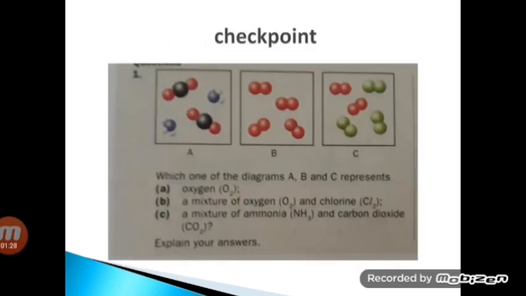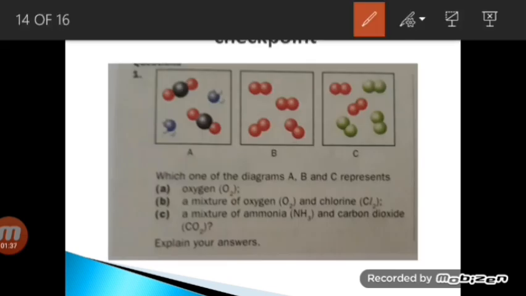Checkpoint. Which one of the diagrams A, B, and C represents oxygen? Look at this, oxygen. Which one is oxygen? B is oxygen. Why is it B? Because oxygen is found in a diatomic state, and here you can see that there are two atoms together. So B is the accurate answer for part A.